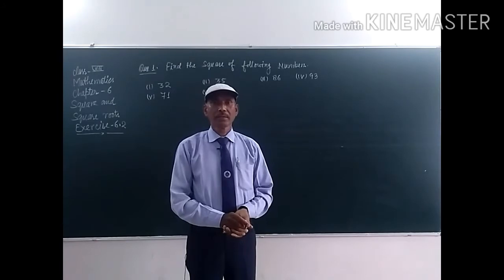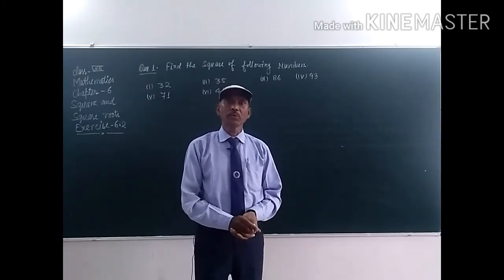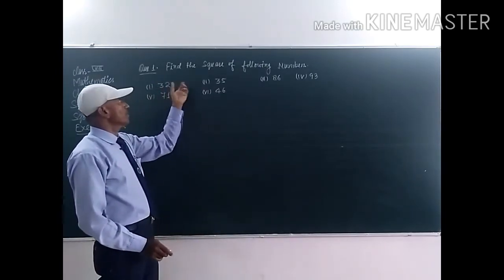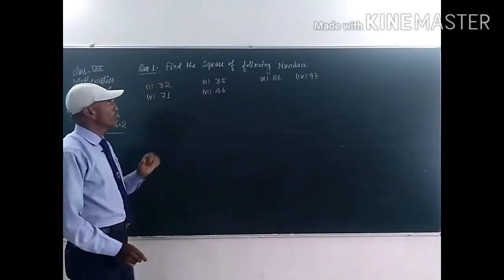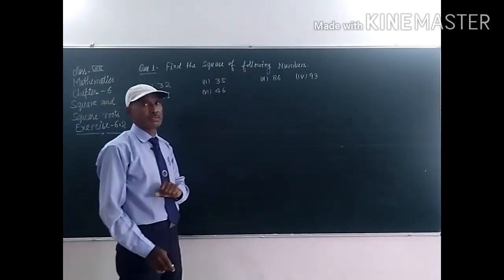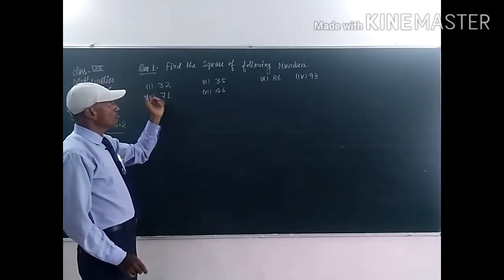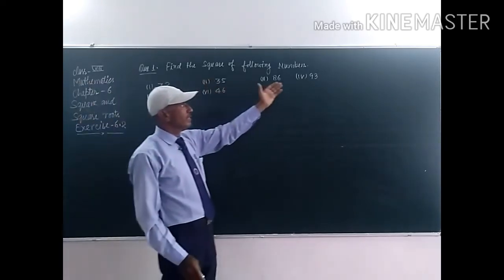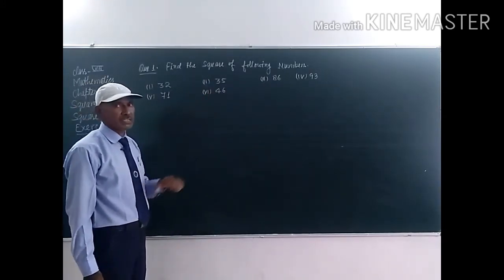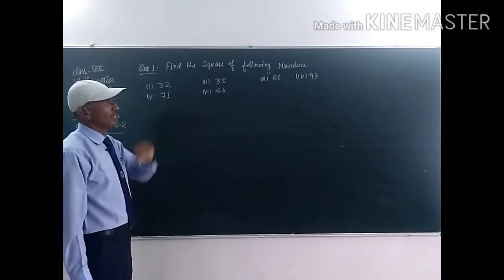Today we will solve the questions from exercise 6.2. This is the first question of exercise 6.2, and in this question we have to find the square of the following numbers: 32, 35, 86, 93, 71 and 46.